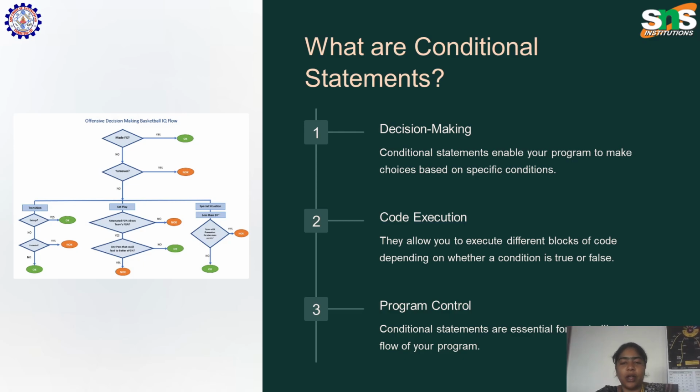Conditional statements are fundamental building blocks in Python programming. They allow your code to make decisions and execute different actions based on specific conditions. There are three main types of conditional statements in Python: if, elif, and else.